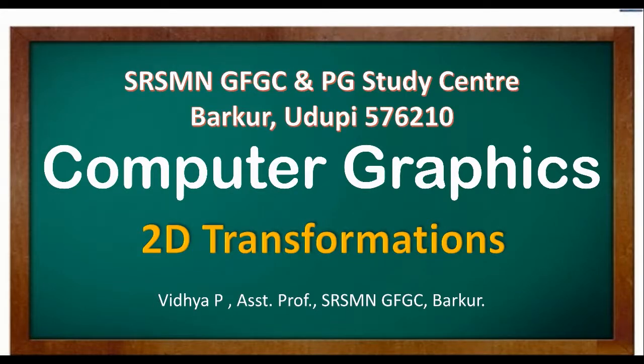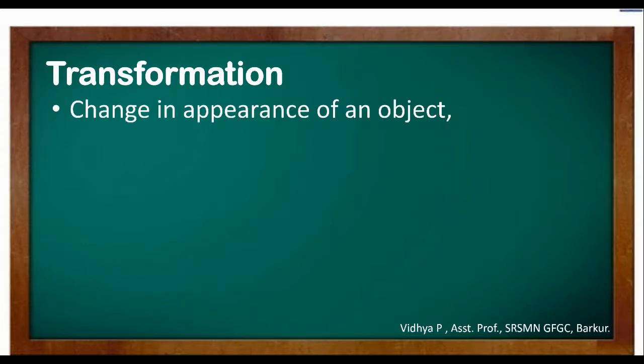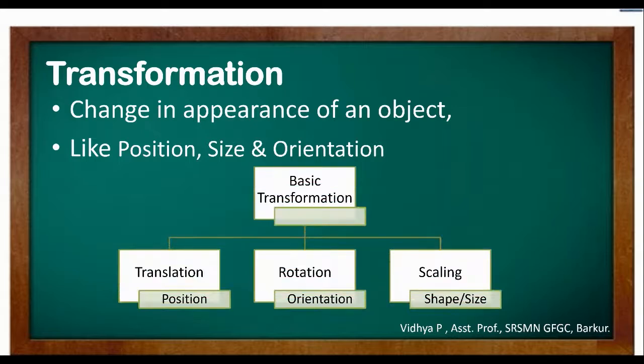Hi, in this video we will discuss 2D transformations. We can define transformation as a change in appearance of an object. It may be position, size and/or orientation. We have three basic transformations: translation, rotation and scaling. Let us see one after the other.